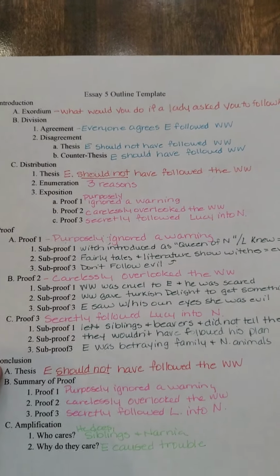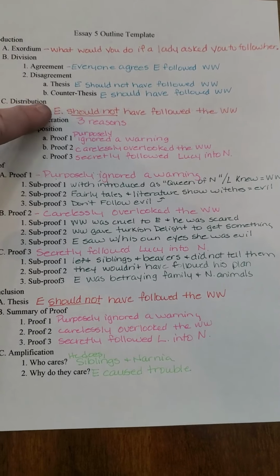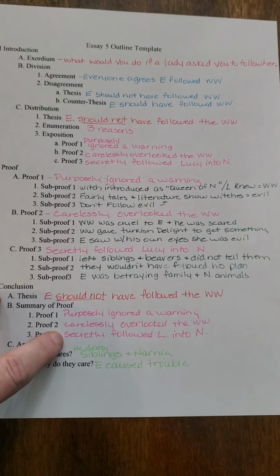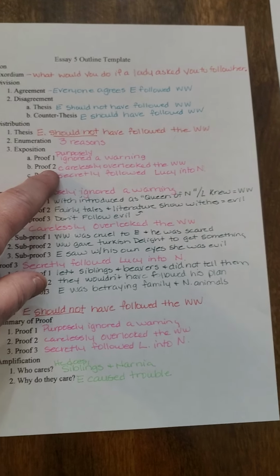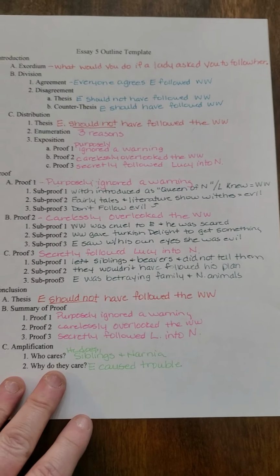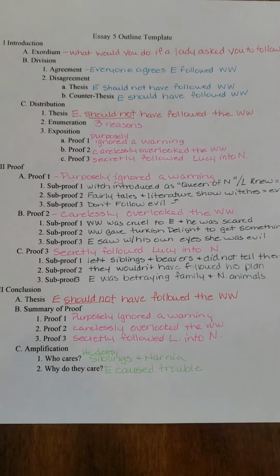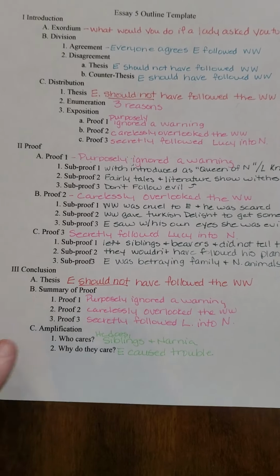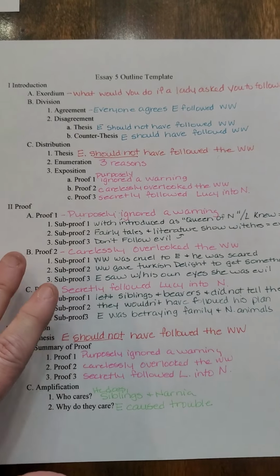Then at the bottom, for the conclusion portion, we have our thesis, which is restated from the top. You can see I tried to do it in colors just so you could kind of follow it. Then I restated my 3 main proofs, which is, proof 1, proof 2, proof 3, which are the same ones up here. So they're on here 3 times, here, here, and then here. And then the last one is my amplification, which answers the question, who cares and why? He cares, his siblings care, all of Narnia cares, because he's caused trouble.